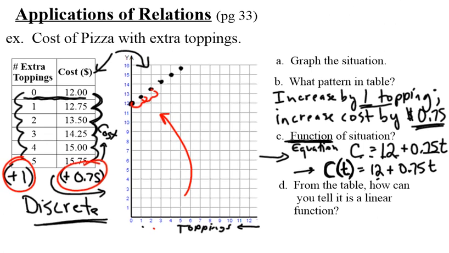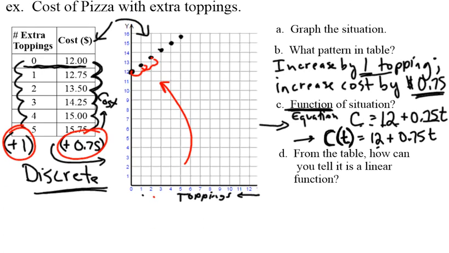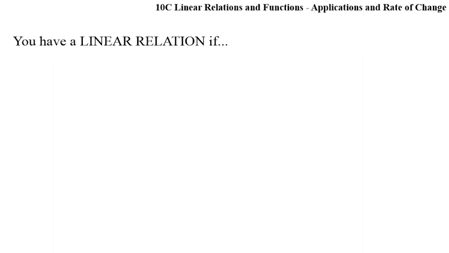Now, D says from the table, how can you tell it's a linear function? Well, I don't want to just focus on from the table. We know things are linear functions for a bunch of different reasons. So, I know there's no room in the booklet, but it's important to jot this down. You have a linear relation if the first thing in your table of values, this is important information.